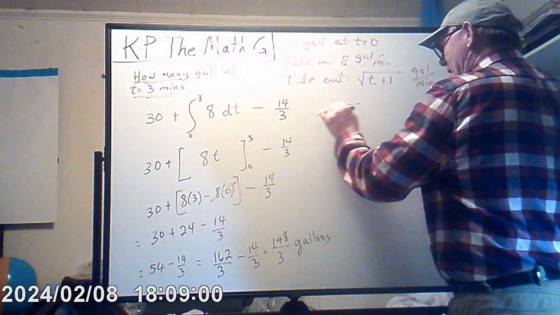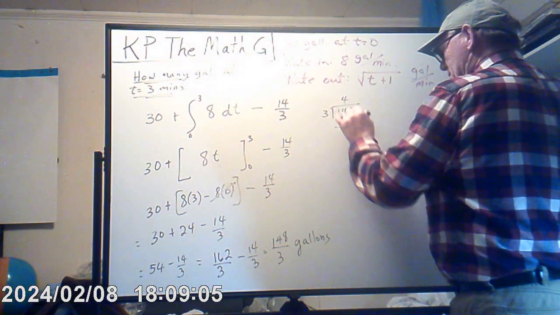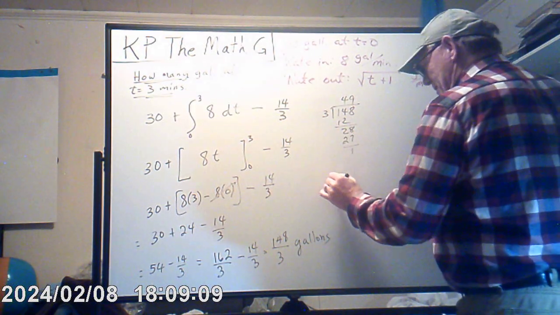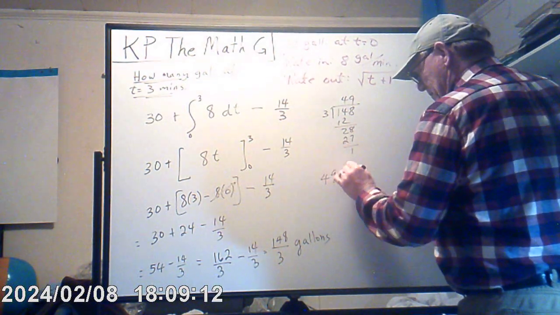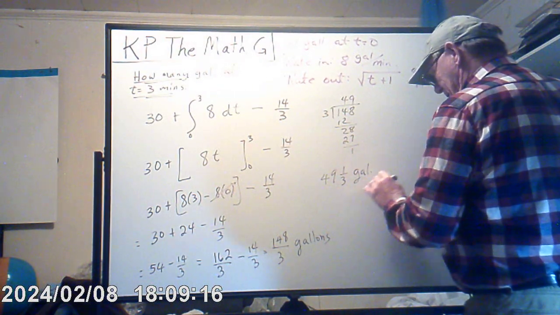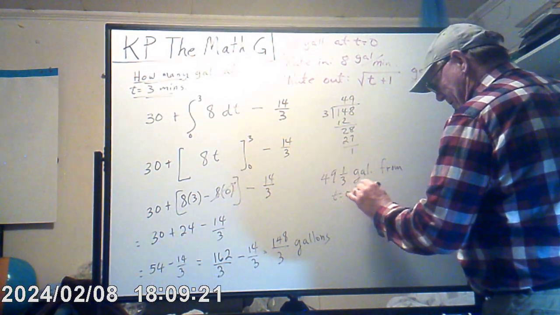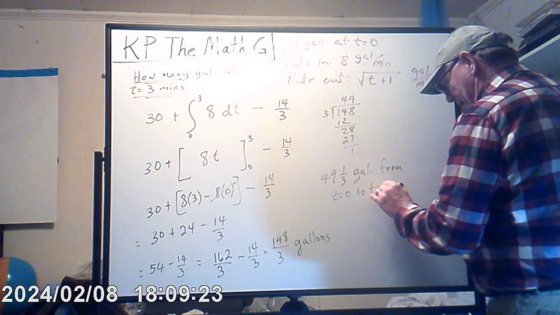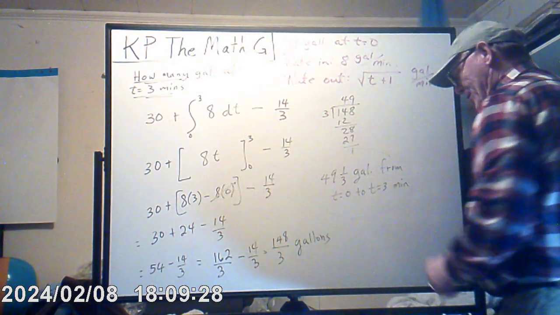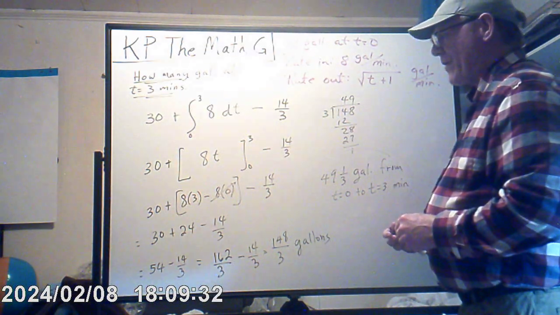148 divided by 3, 4s are 12, 3 9s are 27, so 49 1/3 gallons are in the tank from t equals 0 to t equals 3 minutes. Alright, there you go, right there. That's what you're looking for. That's probably what you got to write down on that page.